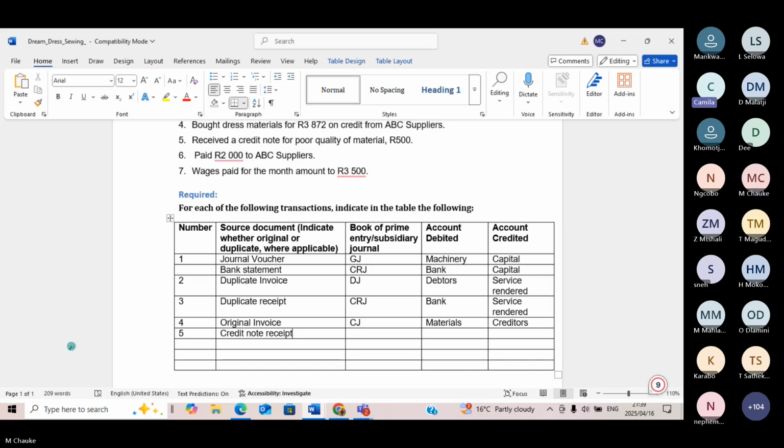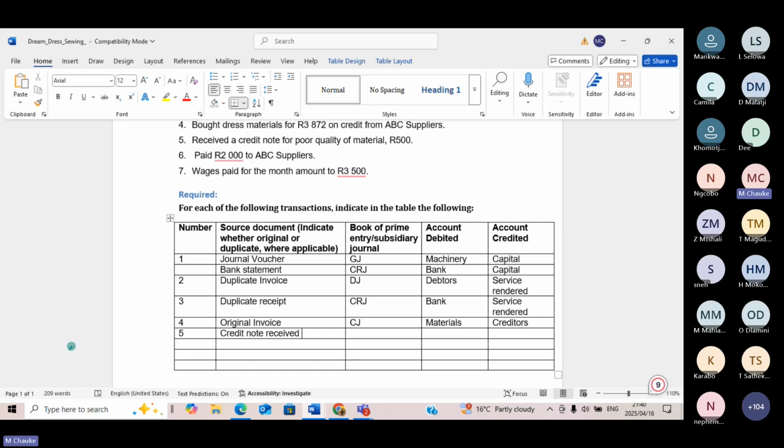You said that when you receive a credit note, the source document is a credit note received. Thank you. So if you issue a credit note, what is it, and also what's the book of prime entry for it? So when you receive a credit note, the source document is a credit note received. Are you with me? And when you issue a credit note, the source document is going to be called credit note issued, right?